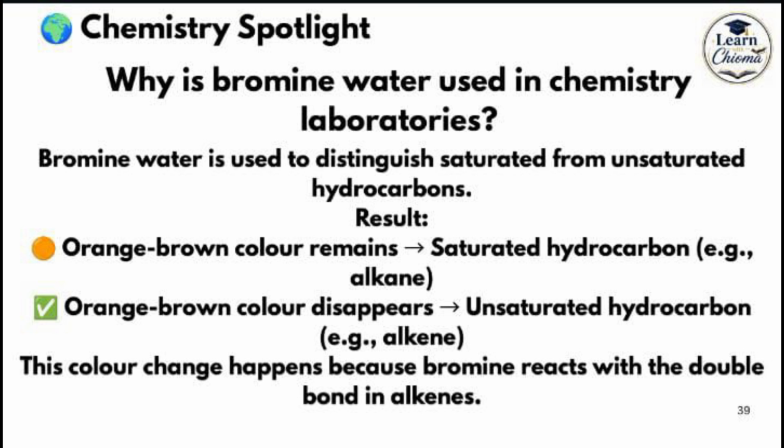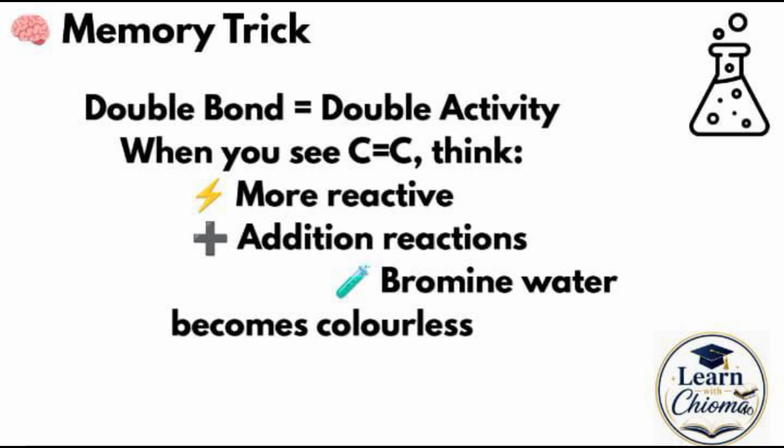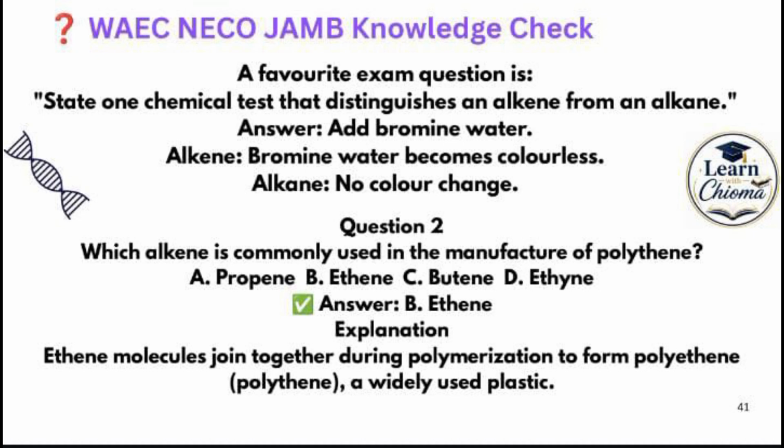Now that we've explored the properties of alkenes, let's discover why they are among the most valuable compounds in modern industries. In the next lesson, we'll look at the uses of alkenes and how they help produce plastics, chemicals, and even assist in fruit ripening.